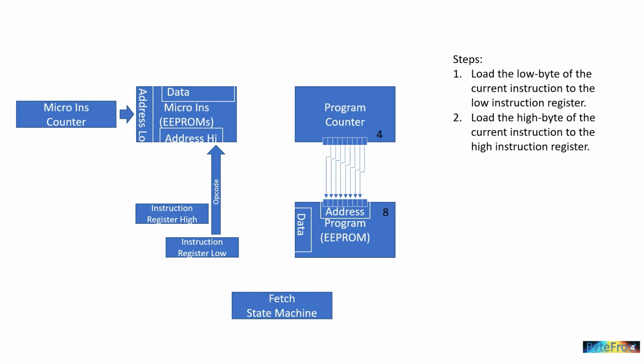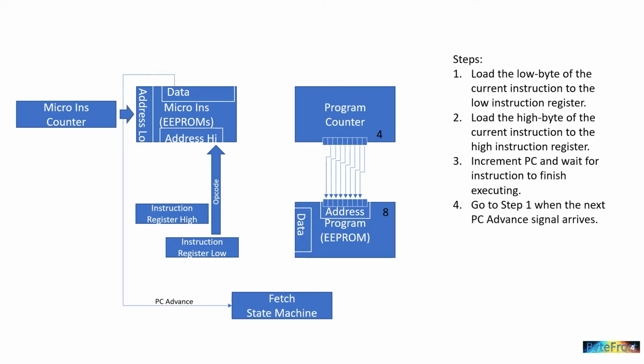Now we can iterate through the microinstructions that comprise the microcode of the current instruction. We can see that each microinstruction's control signals are being sent to the rest of the ByteFrost to execute our instruction. When the CPU finishes executing, a PC advanced signal will be sent to the fetch state machine, which will have us repeat this whole process to fetch the next instruction, instruction 4.